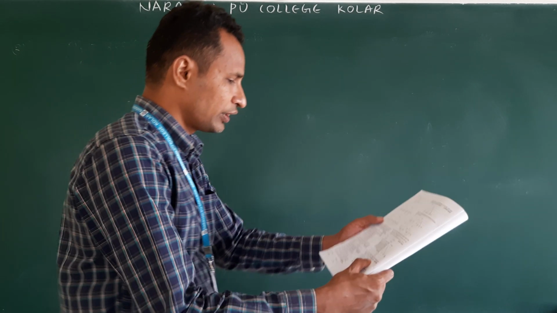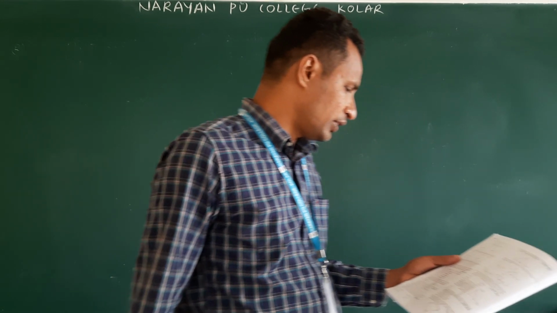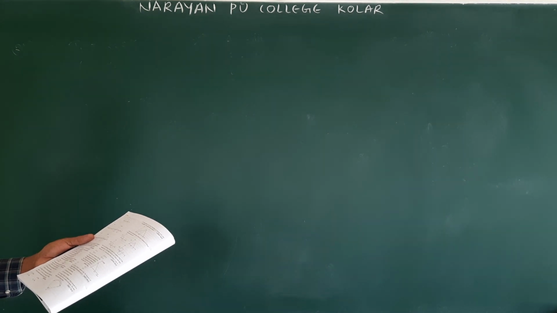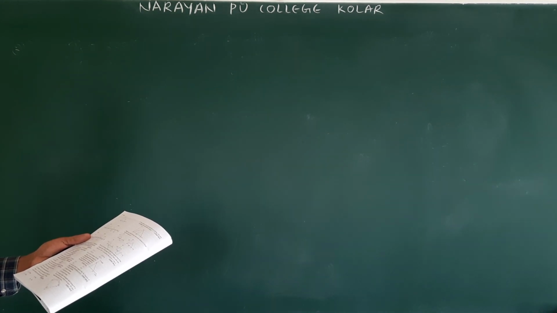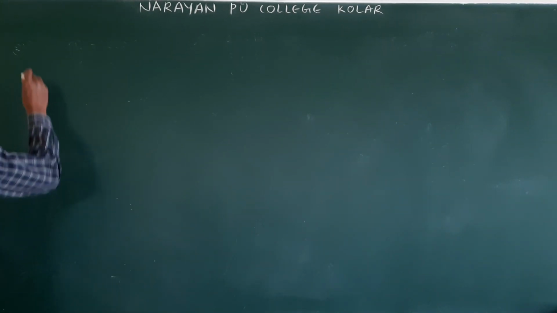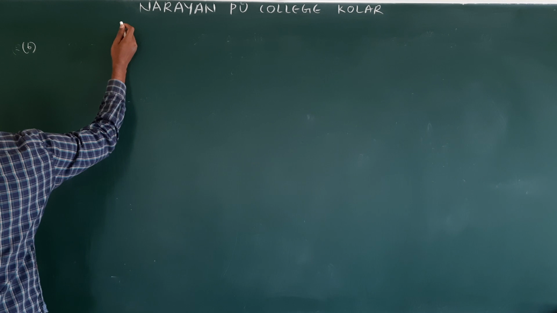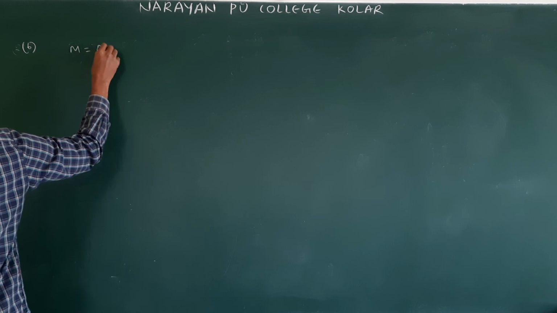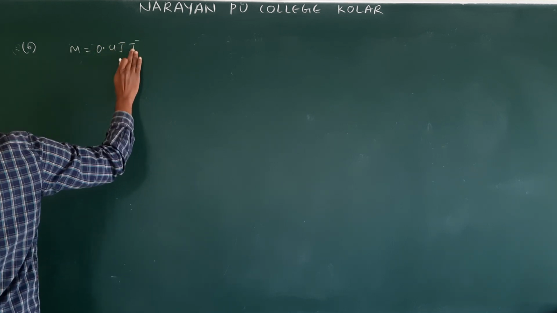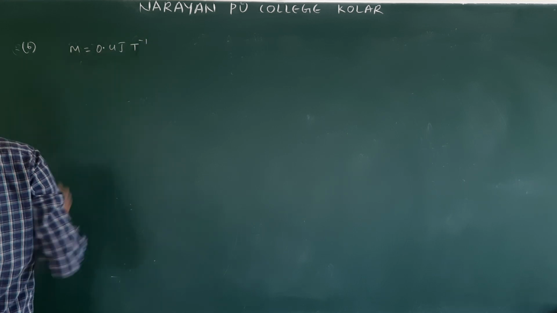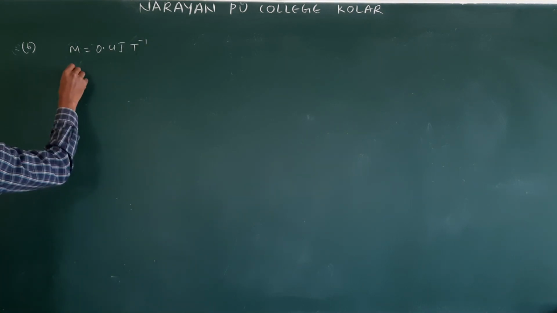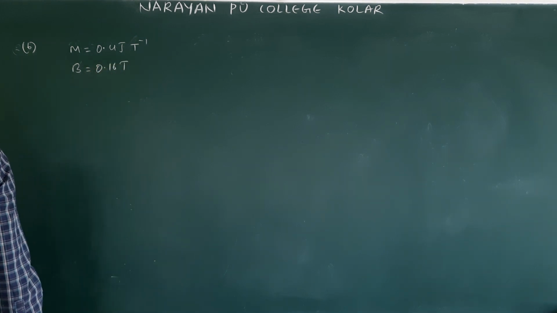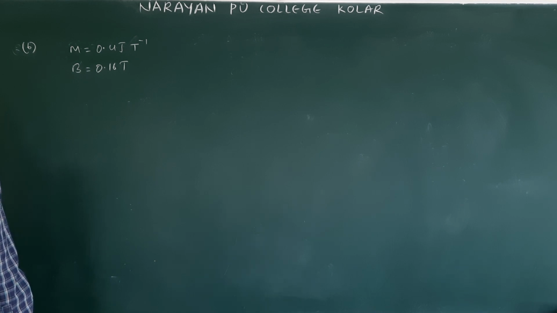Okay, next, the sixth question. A short bar magnet of magnetic moment 0.4 joule per Tesla is placed in a uniform magnetic field of 0.16 Tesla. The magnet is in stable equilibrium when the potential energy is. Question number 6. What did they give in this question? Magnetic moment M is equal to 0.4 joule per Tesla. Next, placed in a uniform magnetic field B, B is equal to 0.16 Tesla. The magnet is in stable equilibrium.